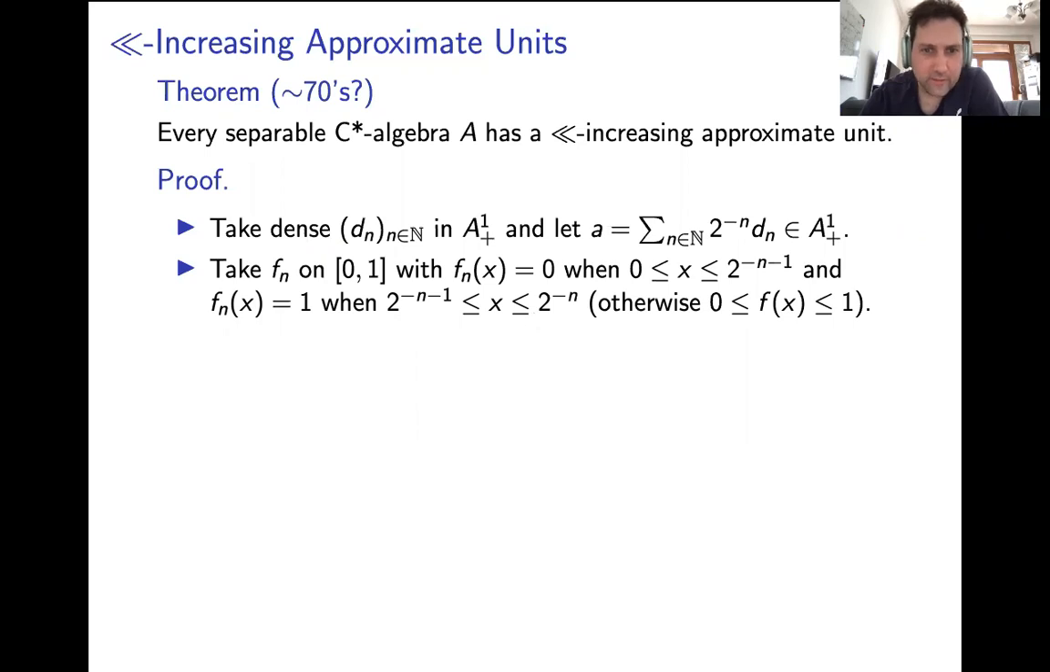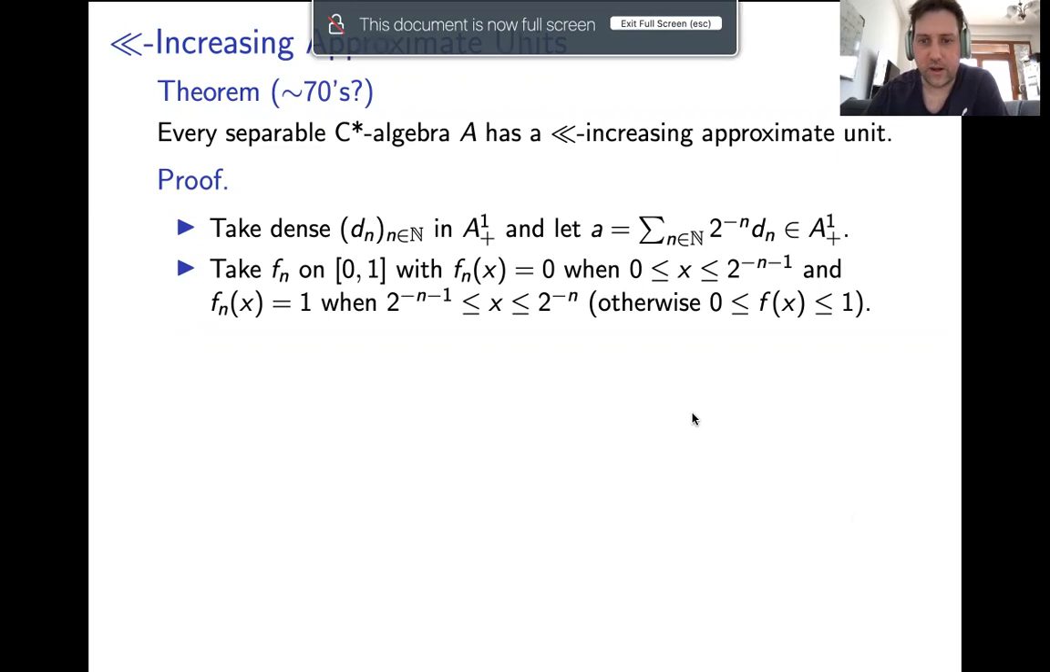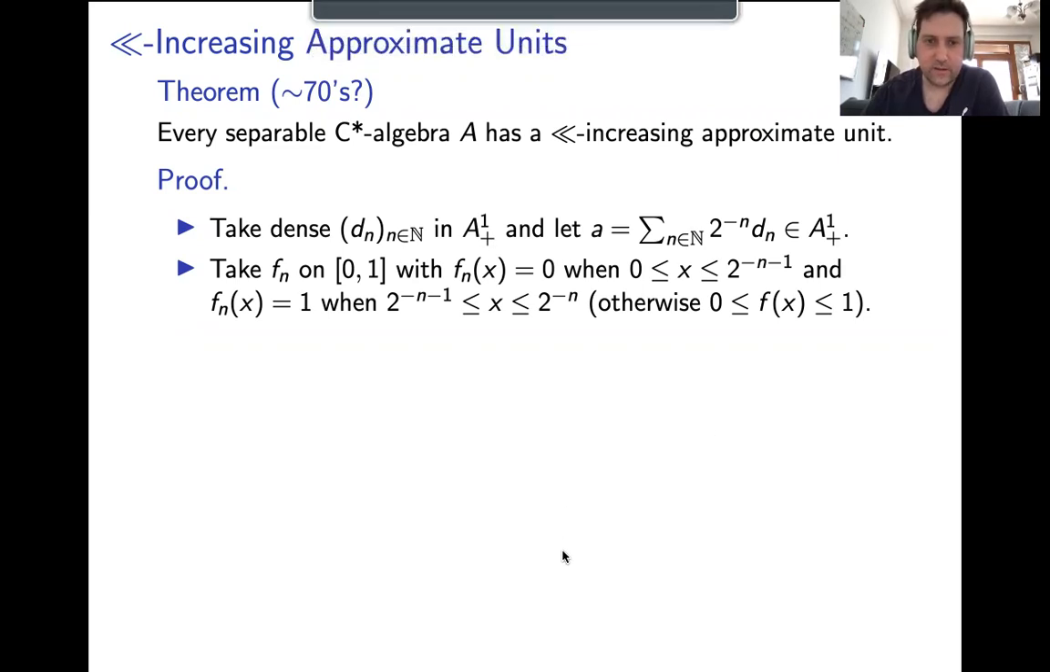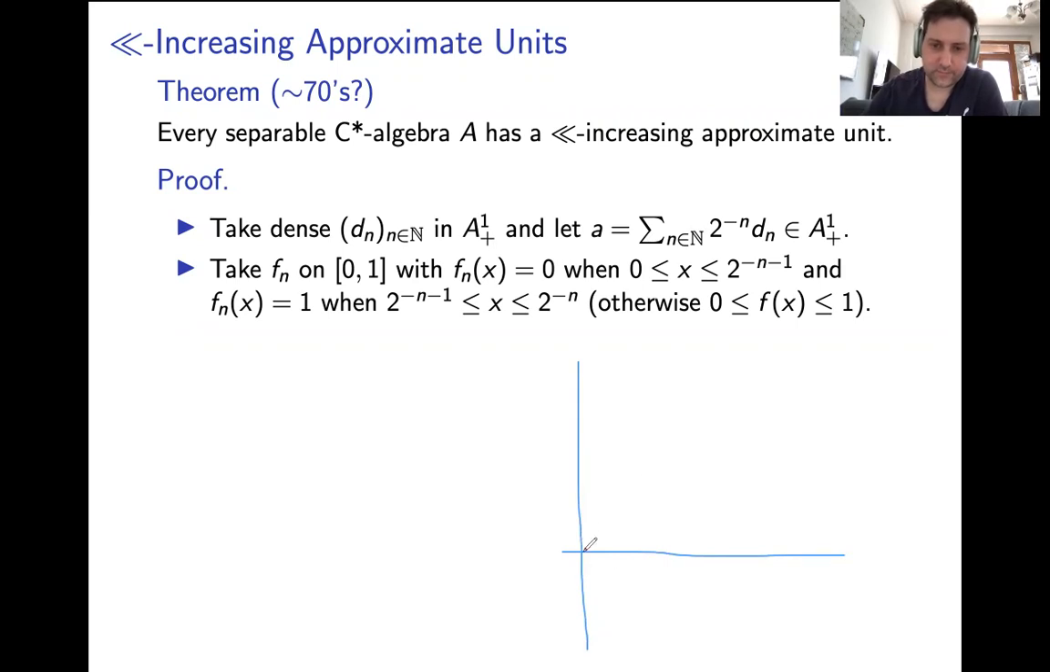Let me see. I think what I've said is not possible here, because I'm making it jump immediately from 0 to 1. It needs to have some gap. So I think this should really be 2 to the negative n and 2 to the negative n plus 1, or something like this, or maybe 4s here or something. Maybe it's better if I draw a picture just to tell you the idea. So one of your functions will be 0 up until a certain point. Maybe it's better if I use a different color here.